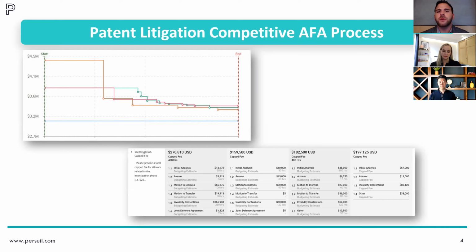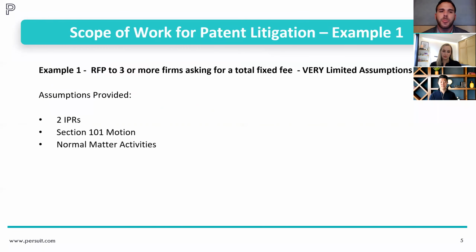So now we want to talk about, well, what's the best way to set up an RFP or to set up an alternative fee arrangement for patent litigation? And we want to share a few different types of use cases. There's no right or wrong way to do it, but we do want to share some insights and things that we've learned from seeing a few different ways to approach AFAs for patent litigation.